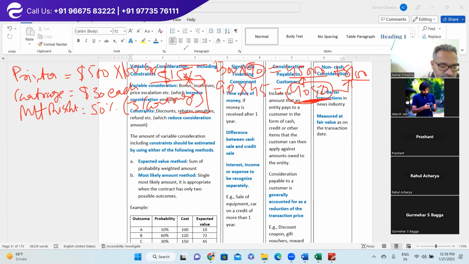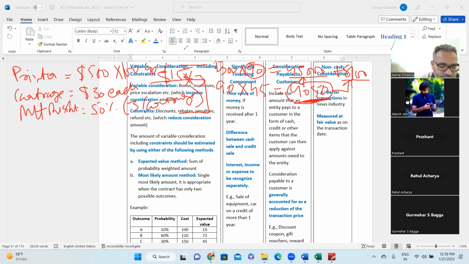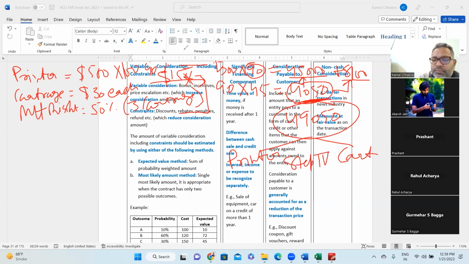Minus 4050 plus 45,000 plus 8100. So total money you will be receiving is 49,050, right? How you need to allocate this to the printer and to the cartridge will be discussed in step 4, right? So far we understand this is the transaction price. Make sense? Yes, sir.